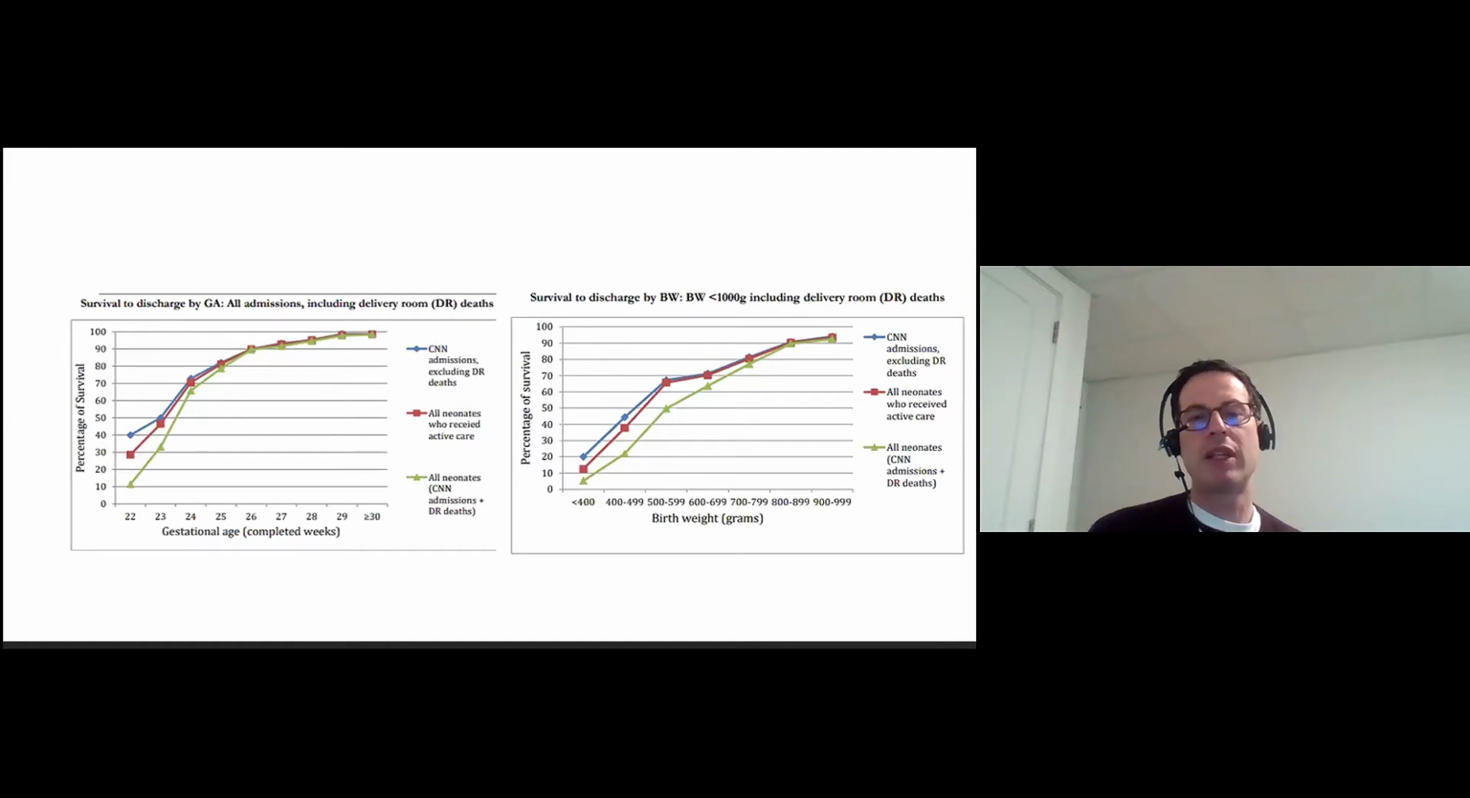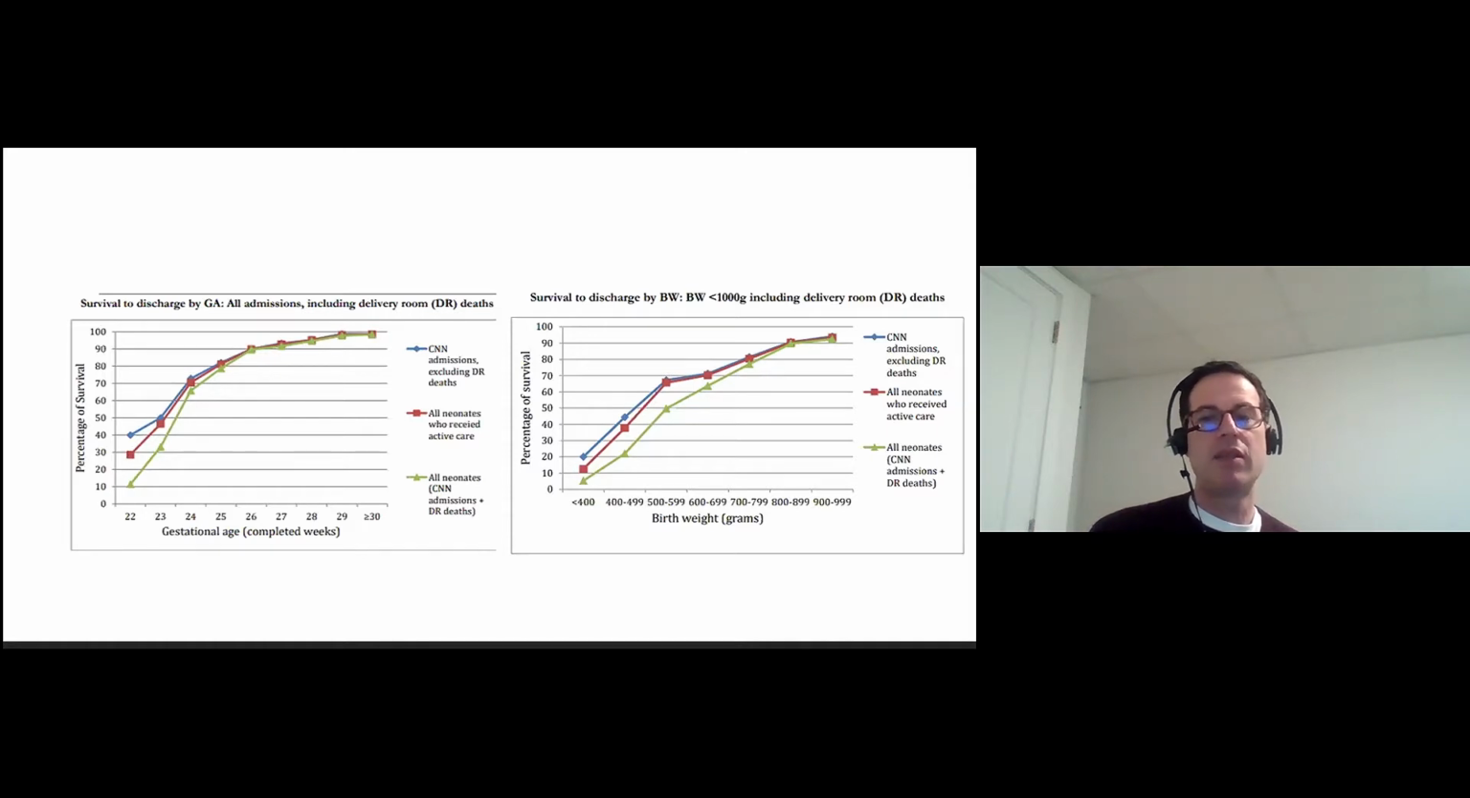And what you can see in the green line, these are all neonates, including admissions and delivery room deaths. Red is all neonates who received active care. And the blue line is CNN admissions, excluding deaths in the delivery room. So what you can see is, you asked about 22 weeks. If you look at 22 weeks, we're seeing about a 40% chance of survival if you make it to the NICU. The survival is about 30% for all infants who receive active care.